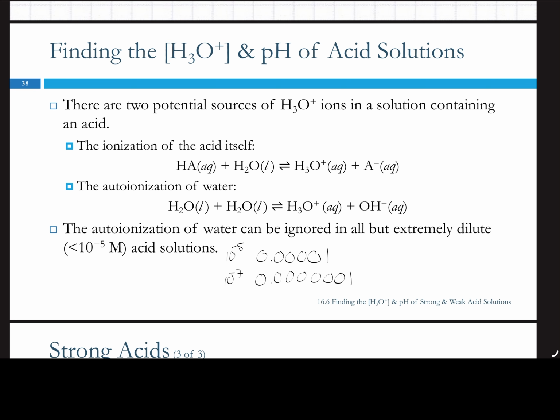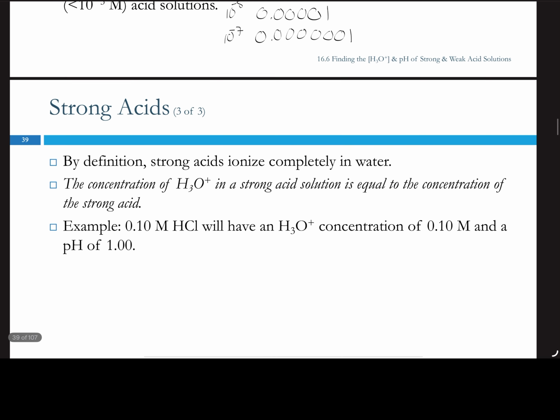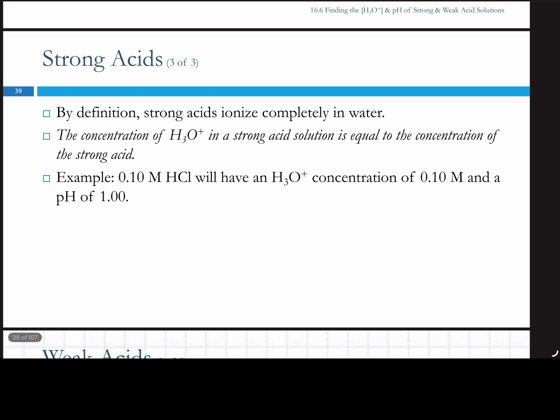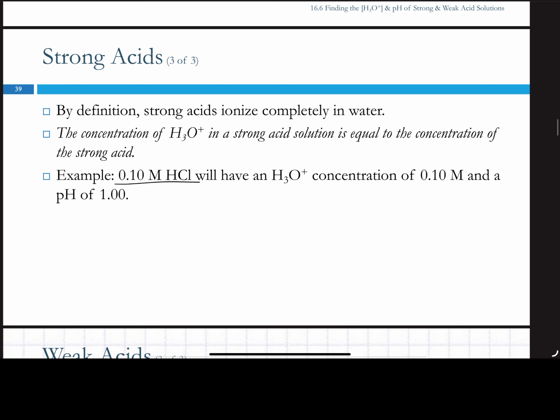Not a concern with strong acids. By definition, strong acids ionize completely, meaning that if I add 0.1 molar HCl, the H3O+ concentration is 0.1 molar. And if I take the negative log of 0.1, I get a pH of 1. So does the autoionization of water matter when I've got HCl? No, not even a little bit.